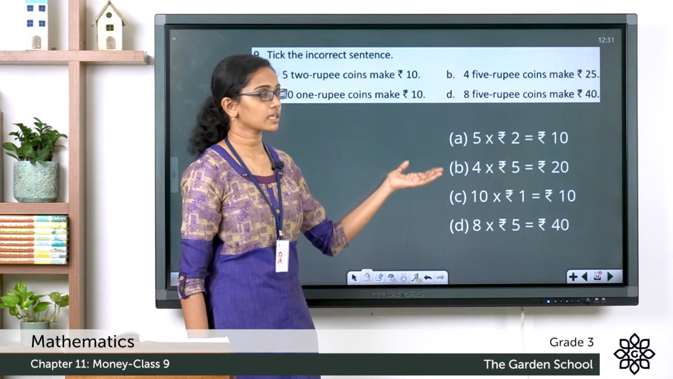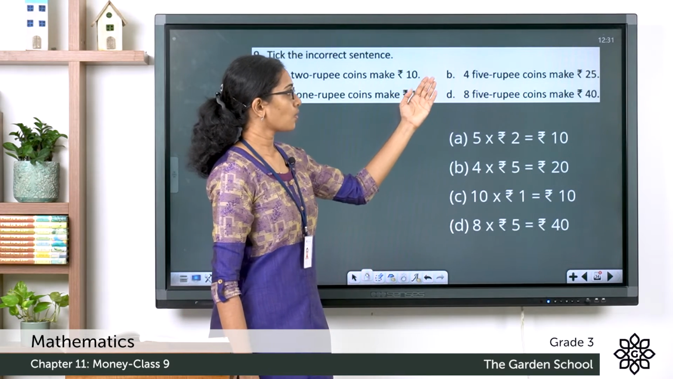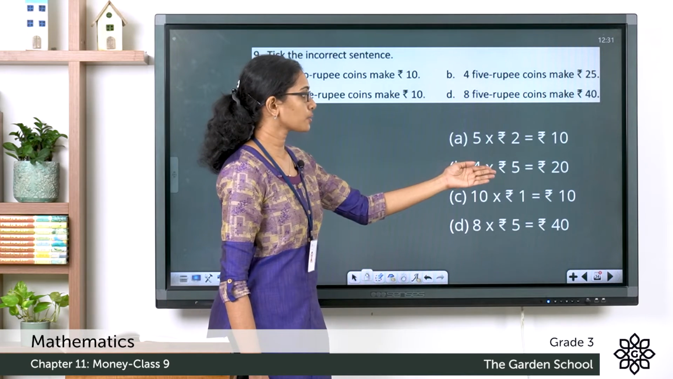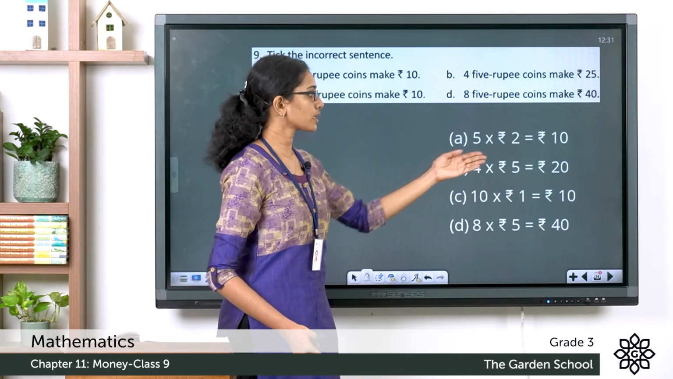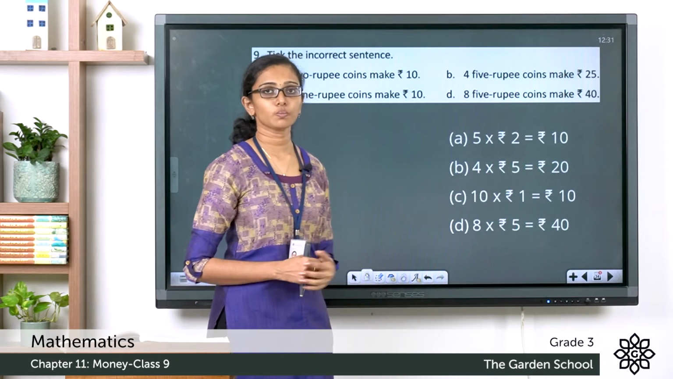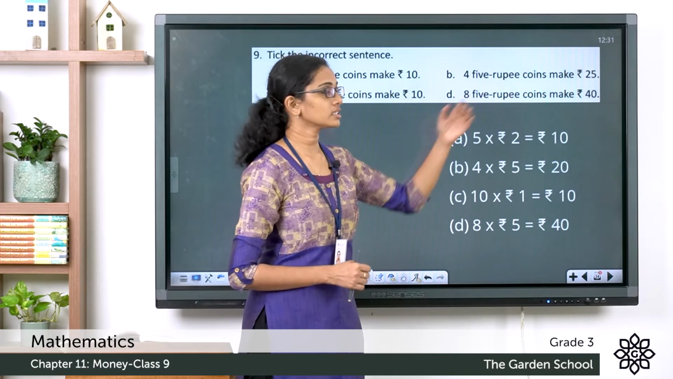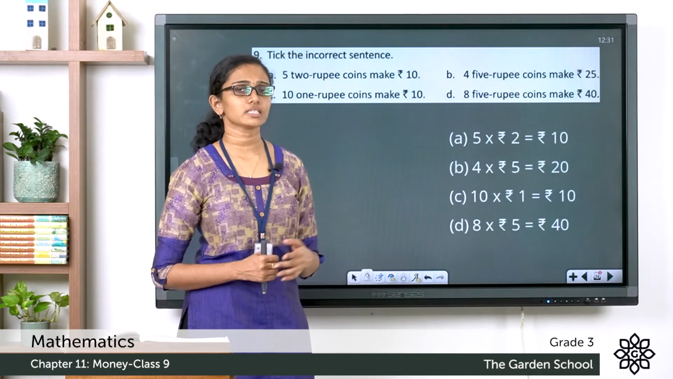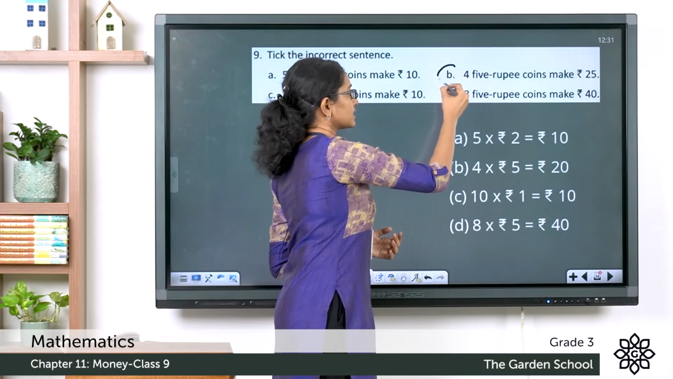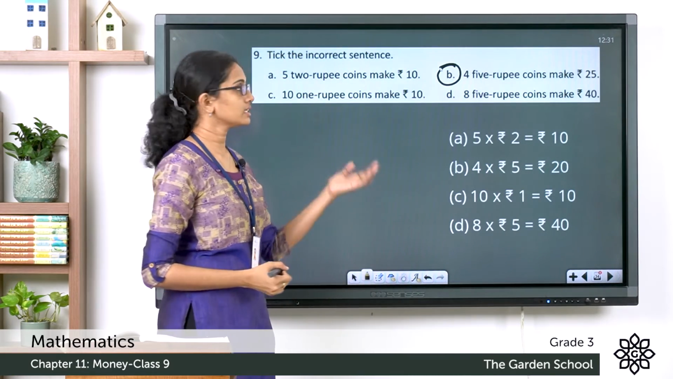Now the second statement, statement B, 4 5 rupee coins make rupees 25. So 4 5 rupee coins means it is 4 into 5 rupee, and that is equal to a total of 20 rupee. And here in the question it is given as 25 rupee. So is that sentence correct? No, the sentence is wrong. So the sentence B should be marked as incorrect.